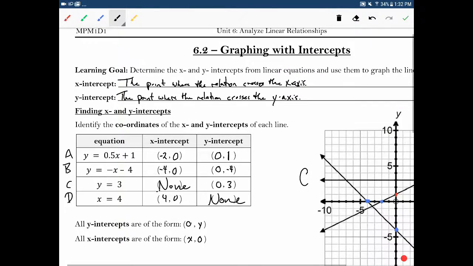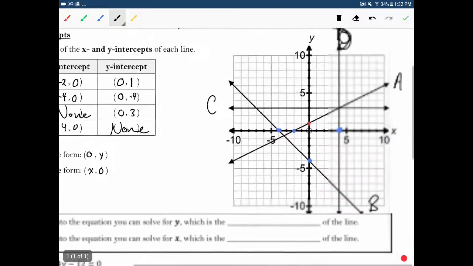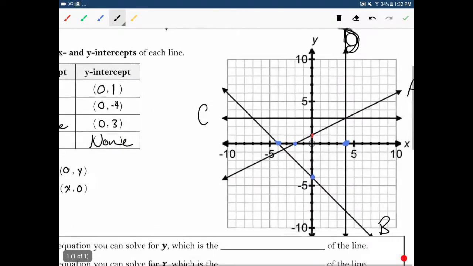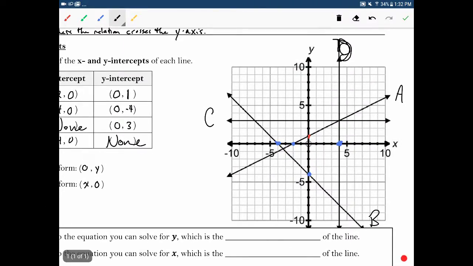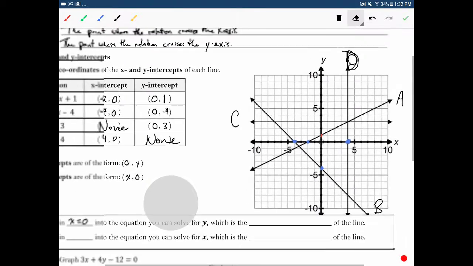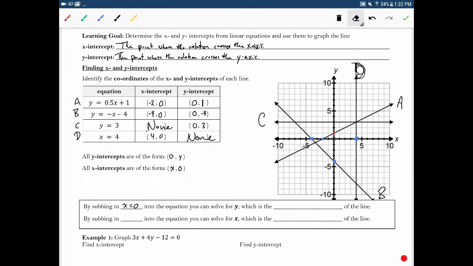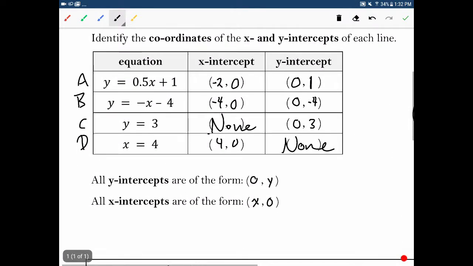All right, so the first thing we're going to do is take a look at this graph. We've got 4 lines, and I've labeled them A, B, C, and D. I don't know about that D. Let's try and, oh, it won't even let me get rid of it. All right, whatever, it's fine. We've labeled those, and there are our points.